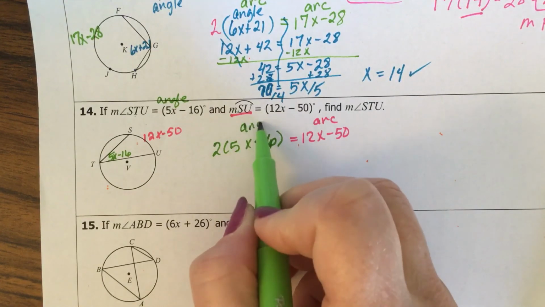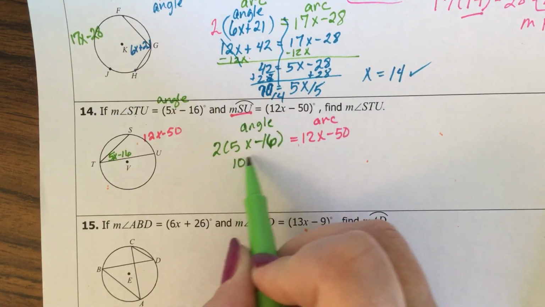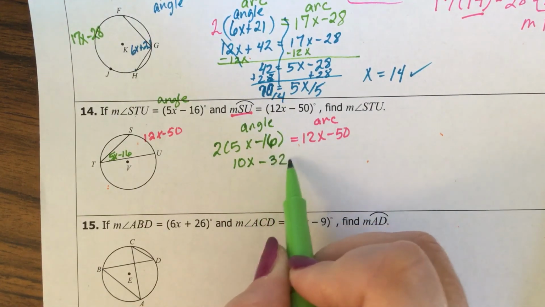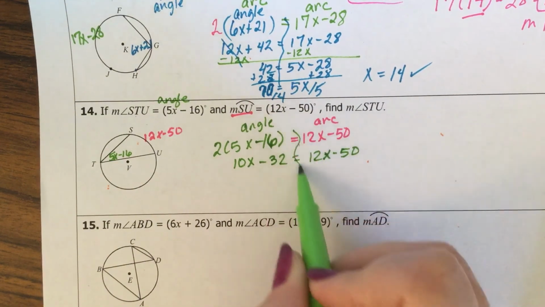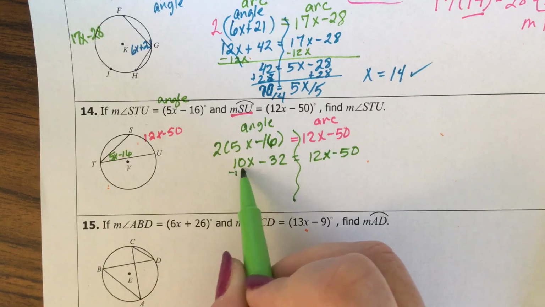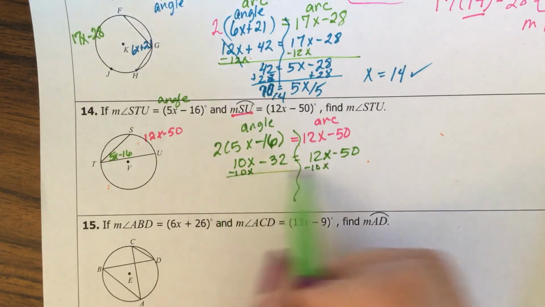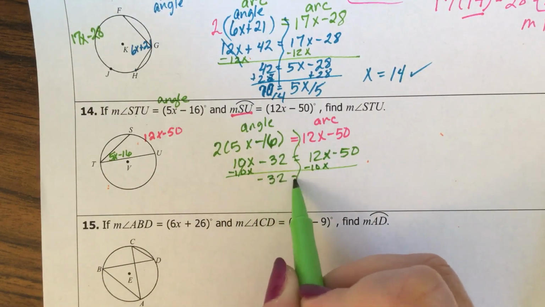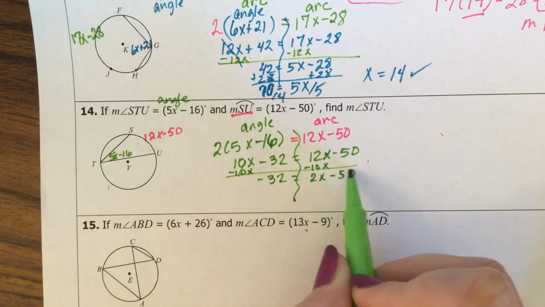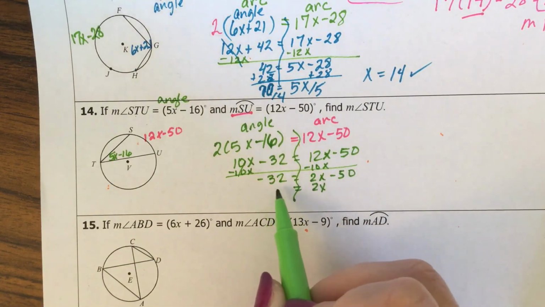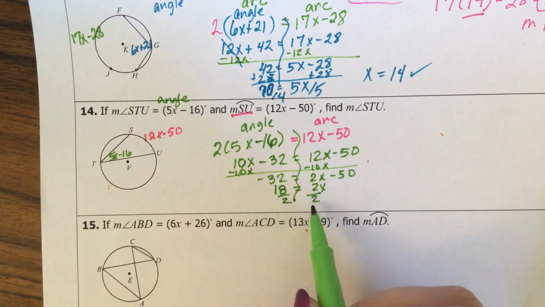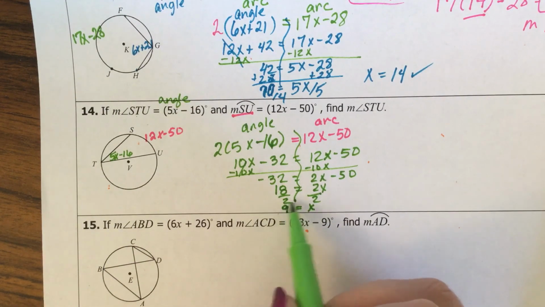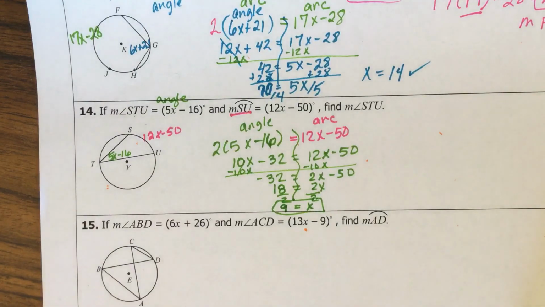This is the angle. So if we work it out, we get 10x minus 32 equals 12x minus 50. And we have x on both sides, so I'm going to subtract my 10x. We have negative 32 equals 2x minus 50. Add 50 to both sides, end up with 2x equals 18. Divide by 2, and x equals 9.